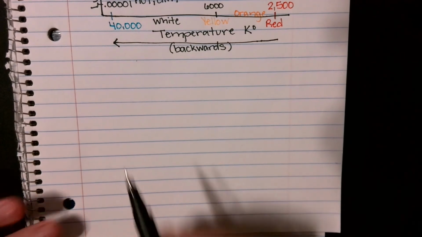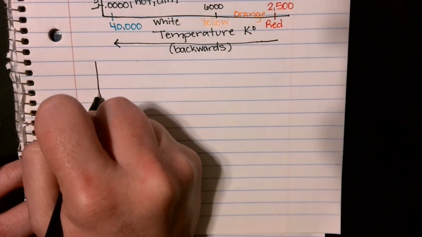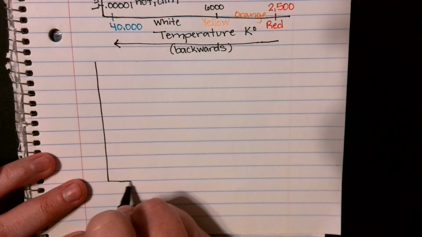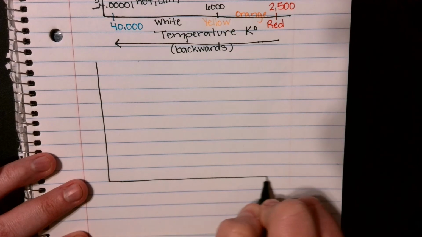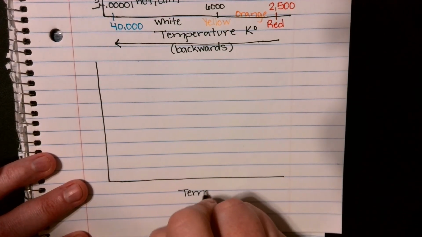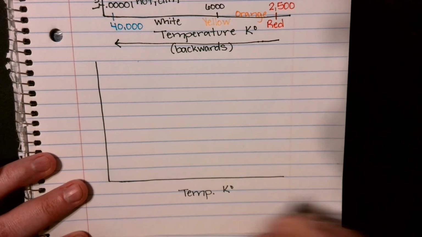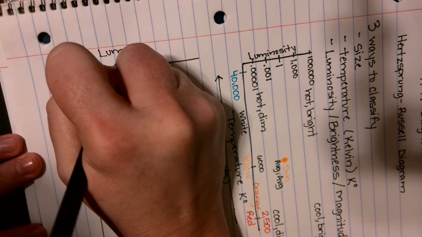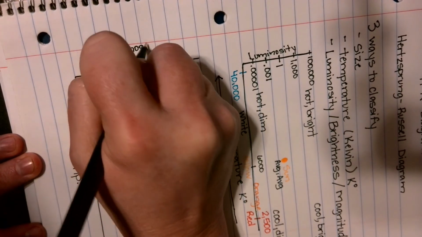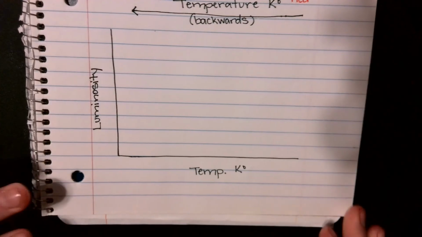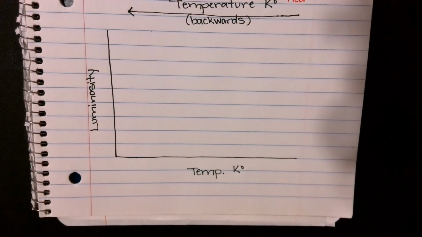So again, we're going to draw a graph, and you can use this whole rest of your paper for this graph. I'm going to come all the way across. Again, I'm going to put this in temperature in Kelvin, and I'm going to do this in luminosity on the side. All right, so we're going to have our temperature and our luminosity.